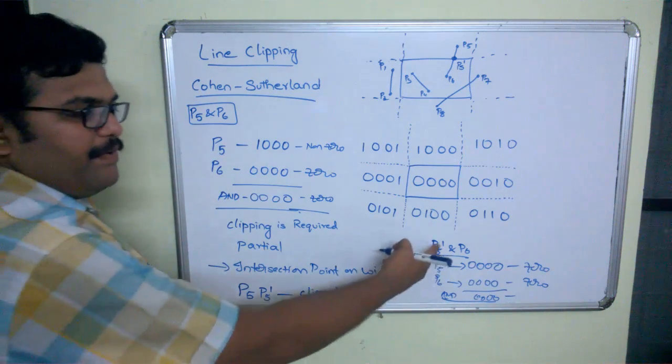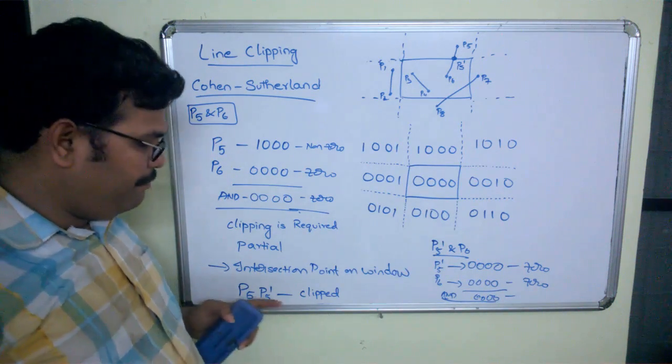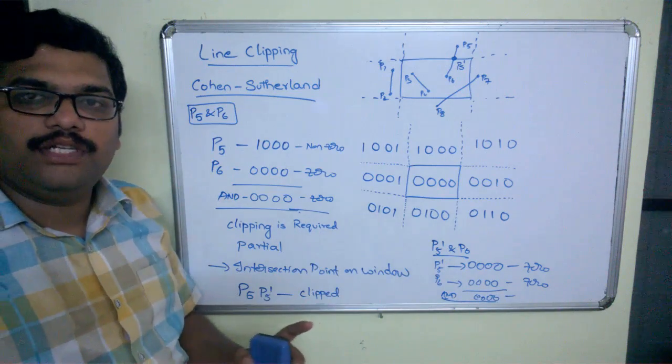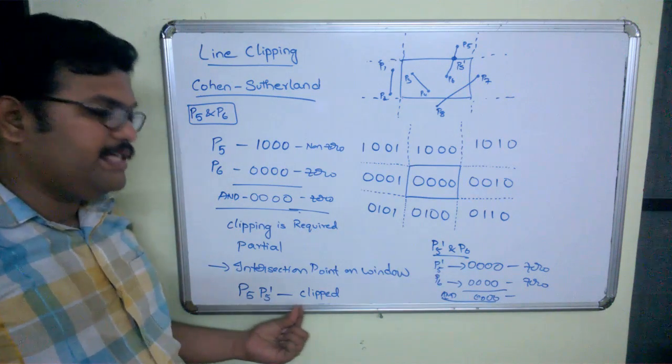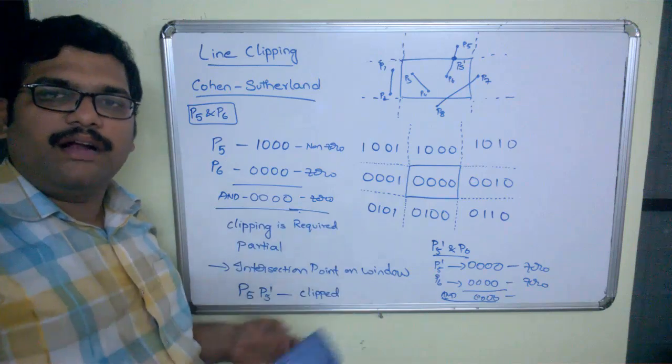And just consider P5 dash and P6. The line P5 dash and P6 is considered. P5 to P5 dash is clipped, that means discarded.